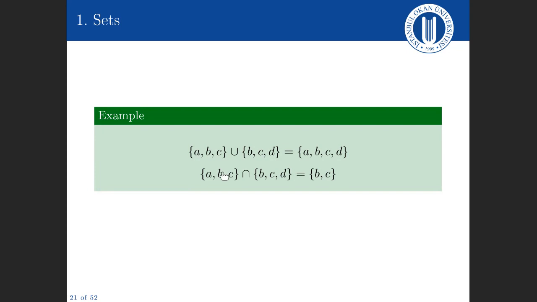For example, the union of A, B, and C and B, C, and D is everything in the first set together with everything in the second set. So A and B and C and D.